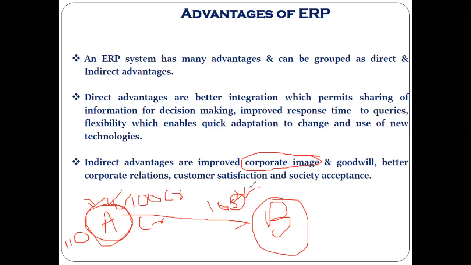And giving this 5 crore extra is nothing but what is called the goodwill of this A company. It is called what? The goodwill of this A company. And because of this goodwill, B company is ready to buy this A company by giving this extra 5 crores.